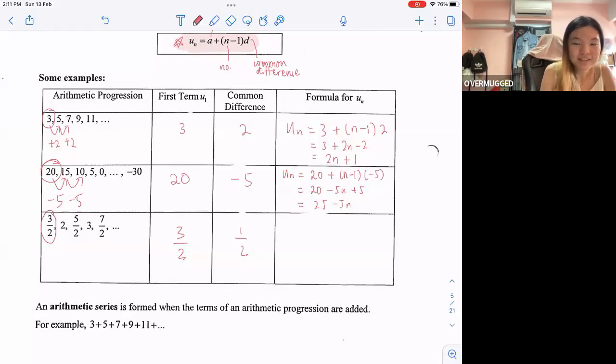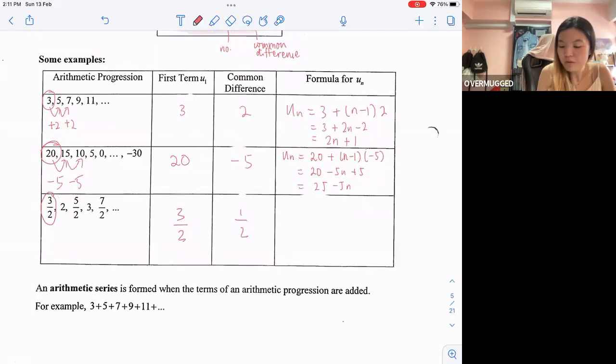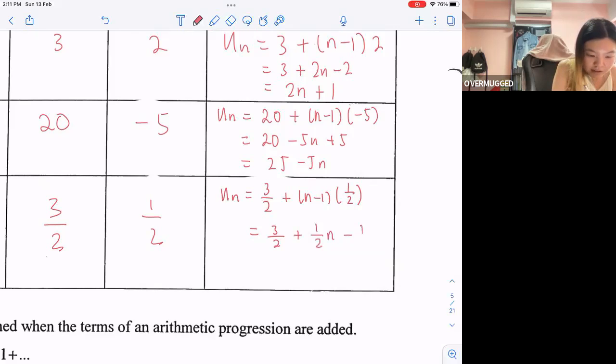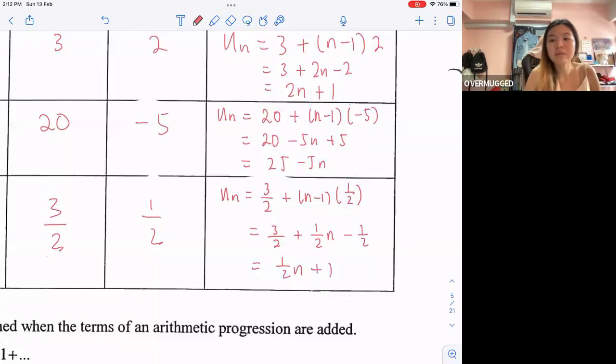Thank you so much. What will the formula for this Un be? So again, we're going to plug in. Un is equal to my first term, 3 over 2, plus n minus 1, and then your d will be half. So again, it will be 3 over 2 plus, you can expand out to be half n minus half, which will just be half n plus 1. And that is your final answer.